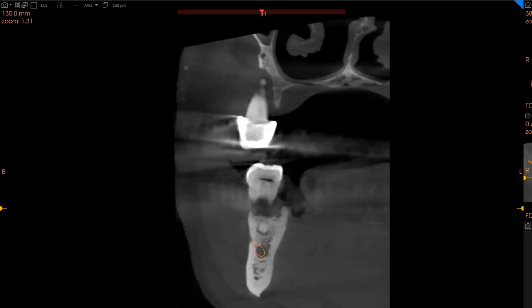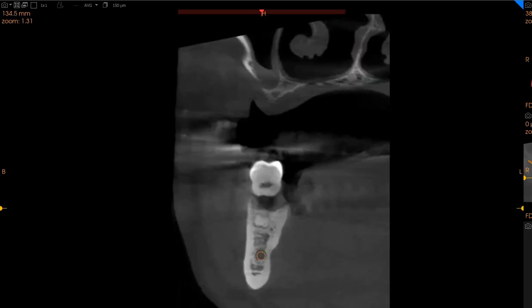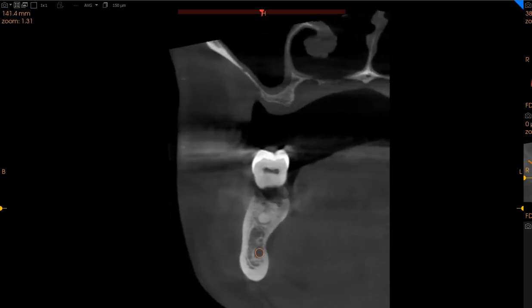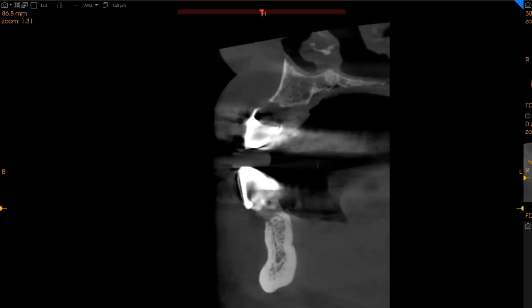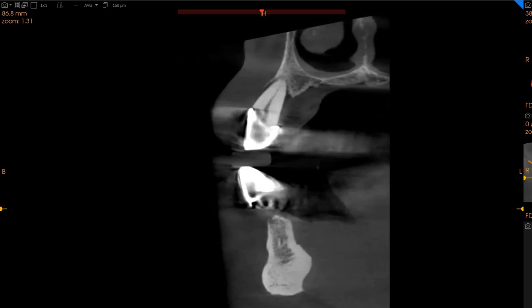Second premolar, we've got no bone, bone augmentation will be needed. And then the molars have no bone in the uppers either. Lower anteriors are going to be interesting.